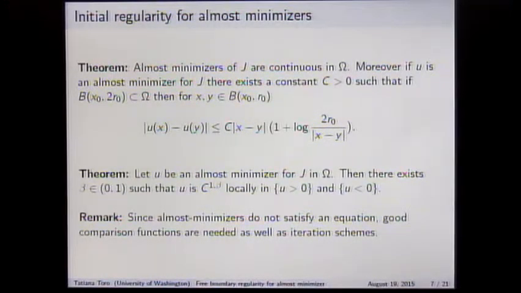We don't have an equation. What can we use? We can use comparison functions. If you look at this work, the only thing we've done is find good comparison functions. We compare, and we use a couple of comparisons. They're mostly harmonic extensions. And we use iteration schemes. So basically, this requires comparison with harmonic functions and an iteration scheme. This requires the same thing, plus paying a little bit more attention. On the other hand, this is not optimal.